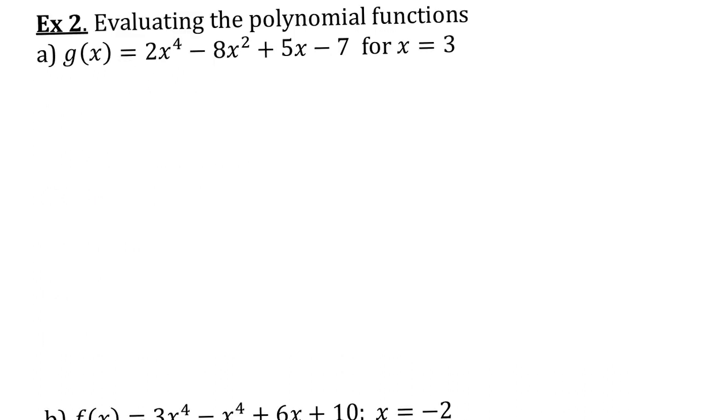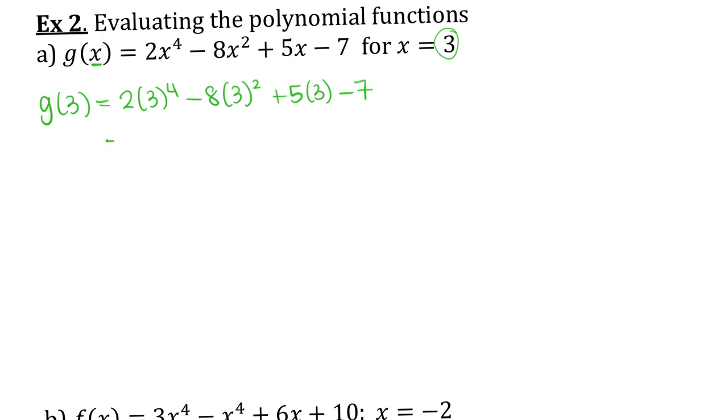Example 2, we're just going to evaluate the polynomial functions, which you do know how to do. So if you're working ahead, just double check your answer when you're ready. Okay, g of x equals 2x to the fourth minus 8x to the second plus 5x minus 7. They want me to evaluate it for x equals 3. So the x's, I'm going to plug in 3. So g of 3 is 2(3 to the fourth) minus 8(3 squared) plus 5(3) minus 7.